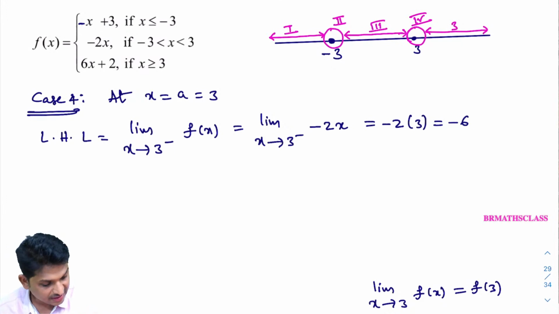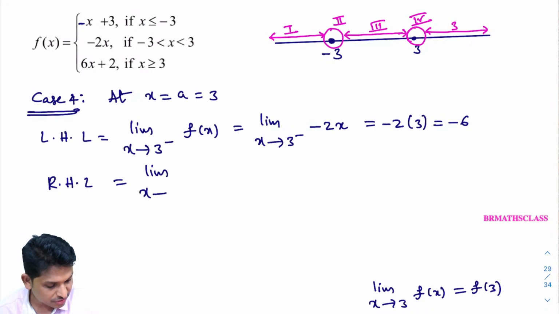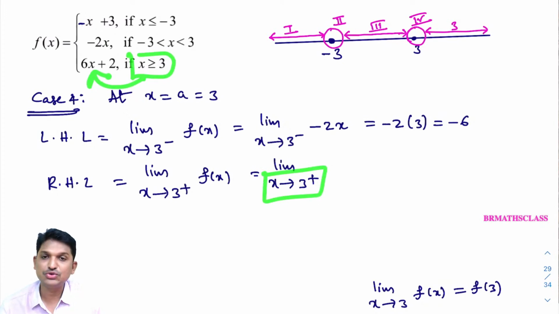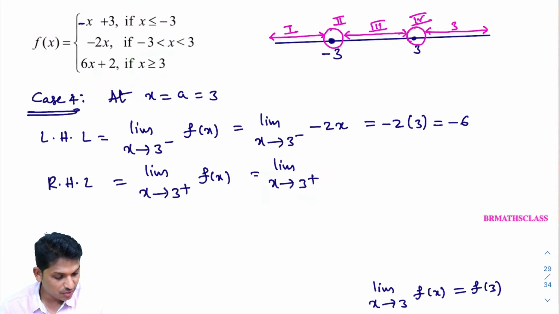Okay, now I need to calculate the right hand limit also. Limit x approaches 3 from right, f of x. X approaches 3 from right means all x values are greater than 3. When x values are greater than 3, which function to choose? We need to choose this function, 6x plus 2. So here the function is clear.